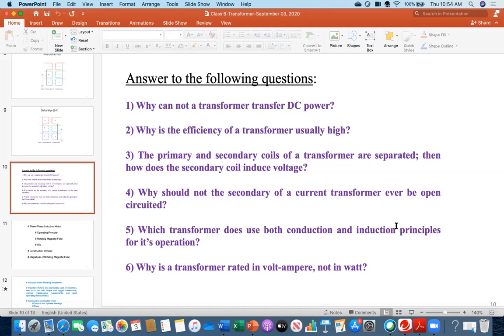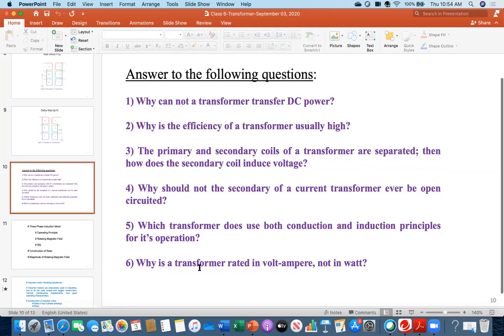So great. The last question for today: why is a transformer rated in volt ampere, not in watt? This is a very, very important question. In subsequent chapters, when we'll be discussing motors, generators, AC motor or DC motor, generator, always you will see that their rating is expressed in terms of kilowatt or megawatt. I mean, simply in watt.